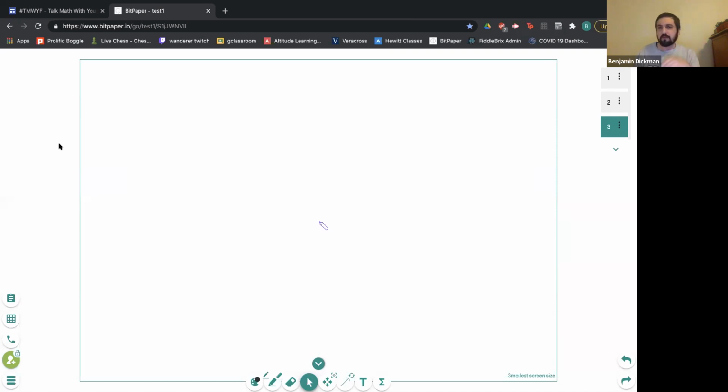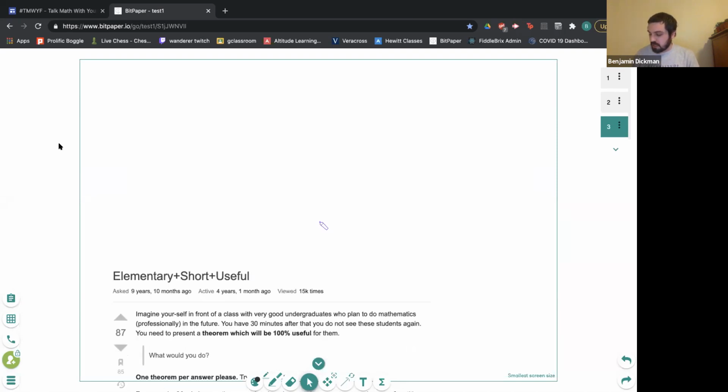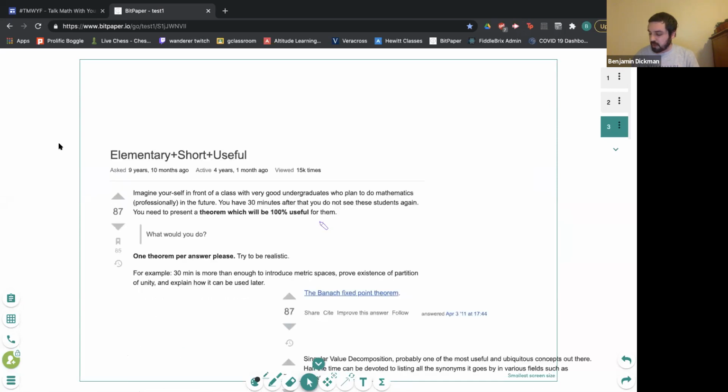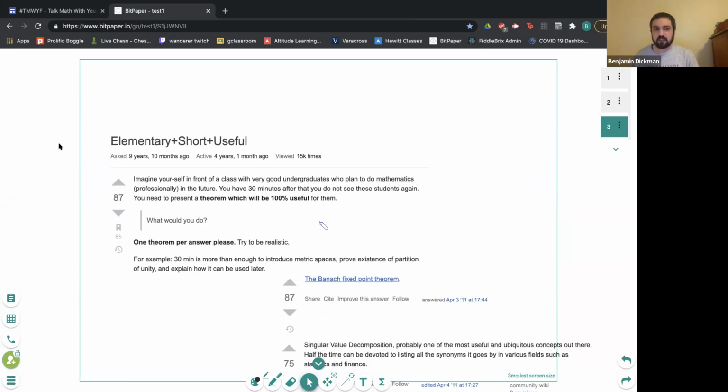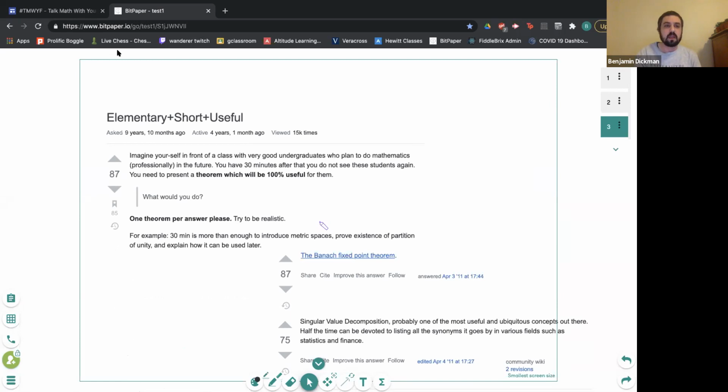If you do not know what MathOverflow is, it's a question and answer site for research mathematicians, and it's not always the most pleasant place. It suffers from some of the same problems that the larger mathematical community suffers from. That said, here is the question: elementary plus short plus useful. I tried to blank out the names as best as I could so that nobody's put on blast, but I missed one. It is what it is.